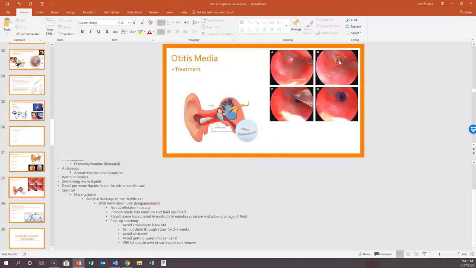Fluid is aspirated because they're getting frequent infections because fluid keeps building up behind the eardrum, right? And so in order to let that fluid drain, they do this incision, aspirate any fluid that's there. They put this little tube in that allows fluid and air to escape as it needs to, and then that will actually fall out as the person ages and grows up.